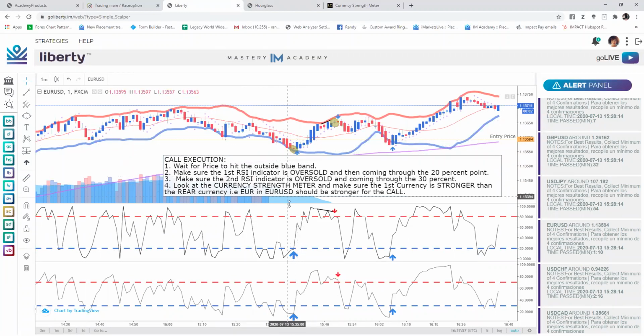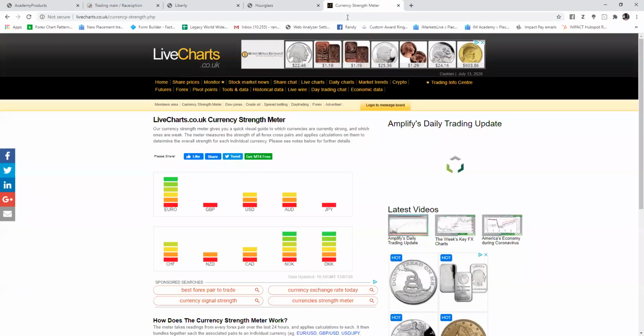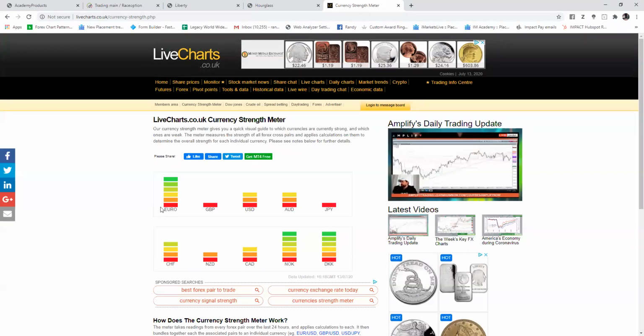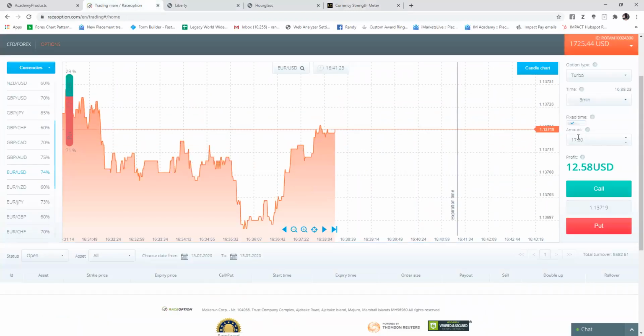So with all those lined up, the last indicator that we're going to do, it says look at the currency strength meter and make sure the first currency is stronger than the rear currency because we're doing a buy. So I go to my currency strength meter, okay, and guess what? We're trading EURUSD. Here's the first pair in EURUSD. It's stronger, okay? You see the strength way up, and USD is weaker, giving you an indication for a buy, okay? So once all those line up, all that I do is I trade what I want. So 17, and I would just literally push the call button, all right?